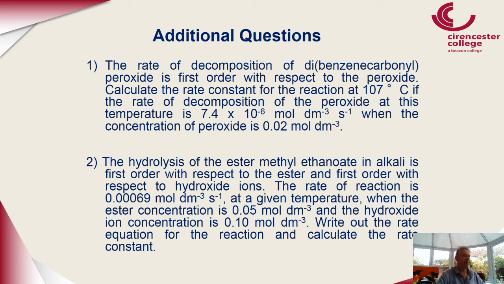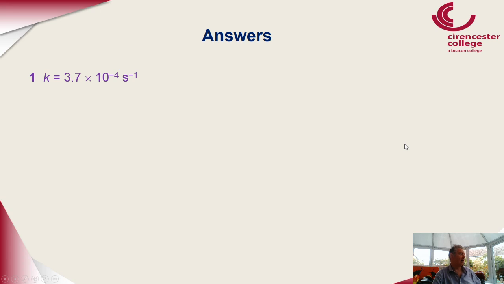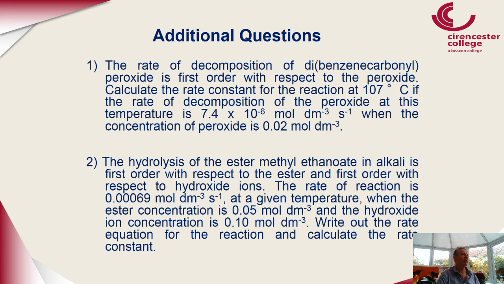So let's go through the answers of those. The answers are k equals that, rate equals the ester times the hydroxide. Let me just go back and have a quick look. The rate of decomposition of dibenzoyl peroxide is first order with respect to peroxide. Calculate the rate constant for this reaction at 107 degrees C. Note that temperature is important. The rate of decomposition for the peroxide is 7.4 when the concentration of peroxide is 0.2.